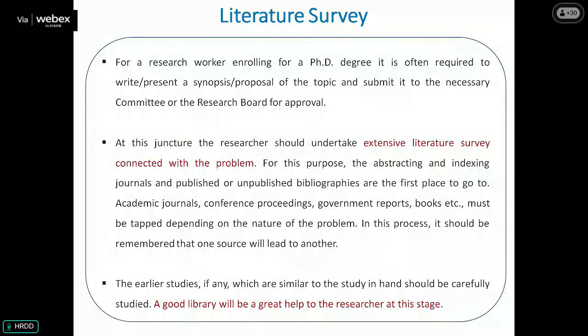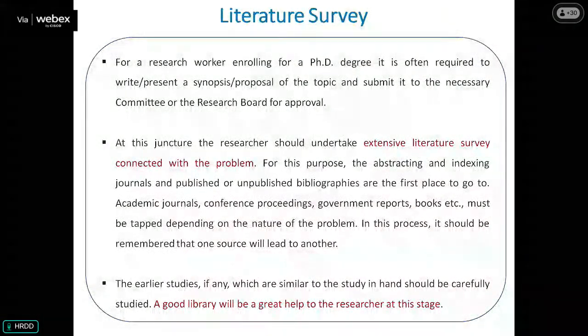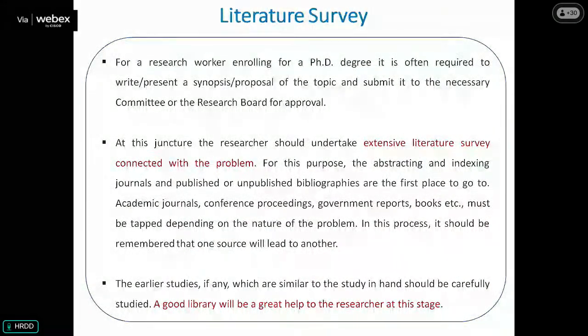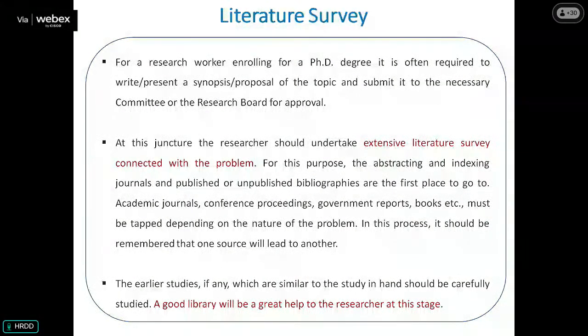So how literature survey helps is that a good library will be of great help to the researcher at this stage. A good library, you have to create it, right? You as an individual, as a researcher, it's your duty to create a good library to help yourself.